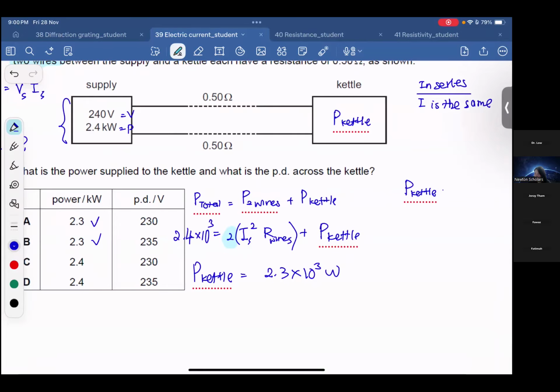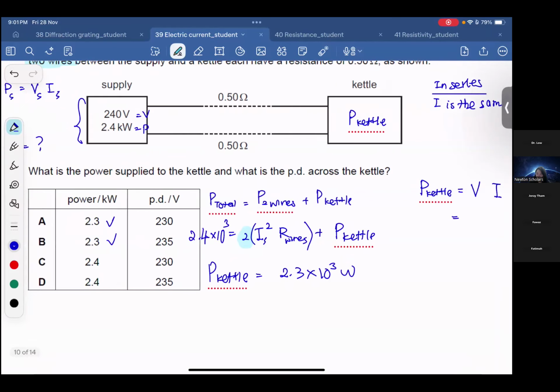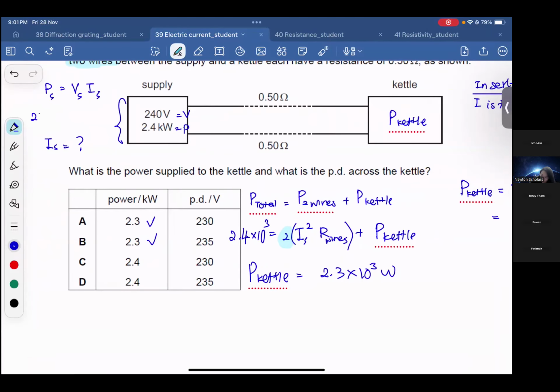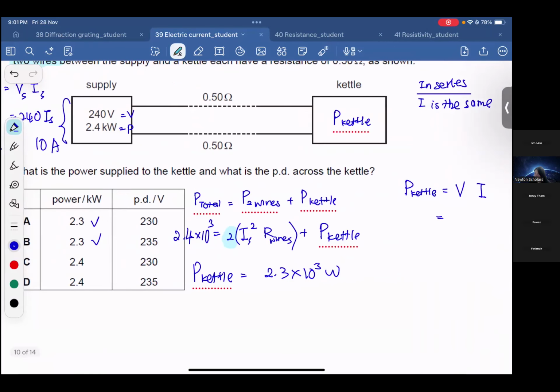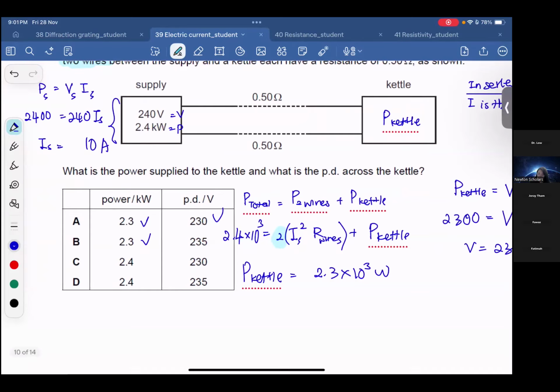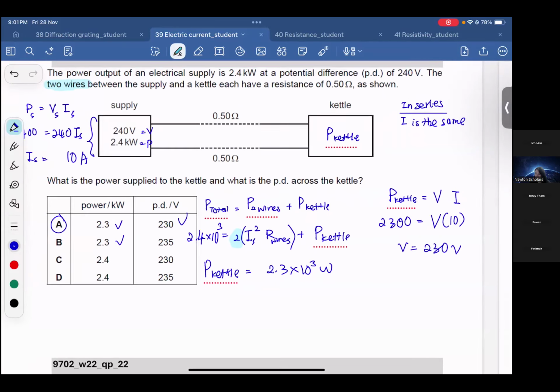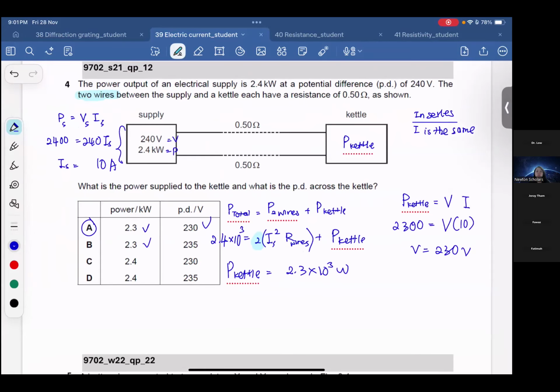Okay, so here power of the kettle is V times I. I is 10. Just now, 2.4 times 10 to the power of 3 equals V, 240, times I. Your I should be 10 ampere. So here is V times 10. Power is 2300. So your V should be 230 volt. Answer should be A. Is it okay, dear?